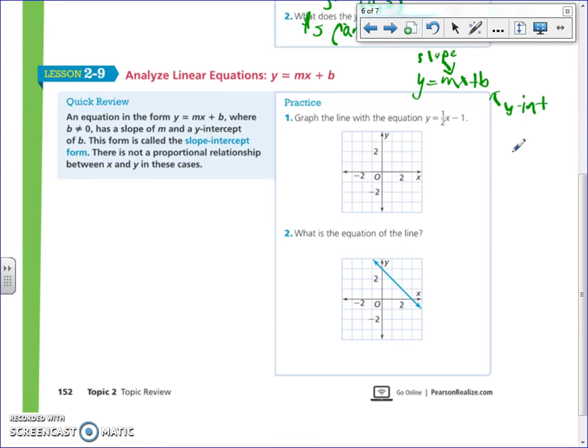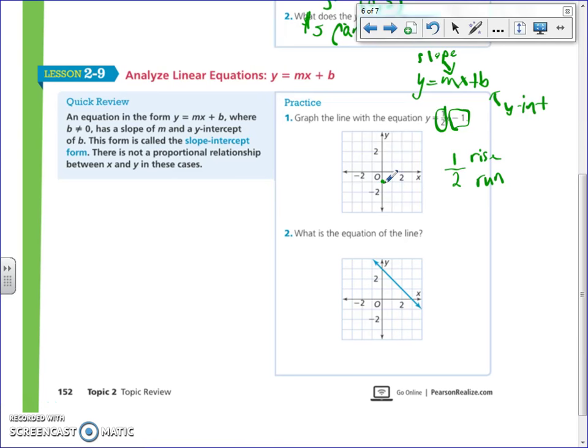Okay. In this equation here, I have y equals 1/2 x minus 1. My minus 1 is going to represent my y-intercept. So I'm going to start my graph at 0, -1. From there, I'm going to use my slope to draw my line. So my slope is right in front of my x. 1/2. 1 represents my rise, 2 represents my run.